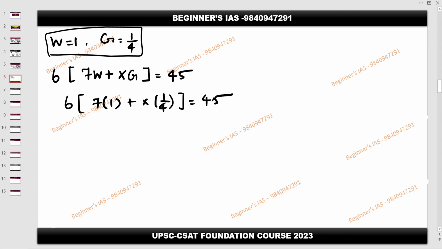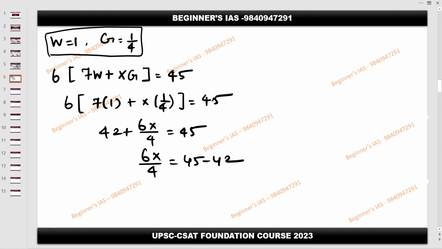Then cross multiply. So 42 plus 6x by 4 is equal to 45. Then 6x by 4 is equal to 45 minus 42. Then cancel this: here 3 times, here 2 times. Therefore 3x by 2 is equal to 3. 3 gets cancelled. x is equal to 2.